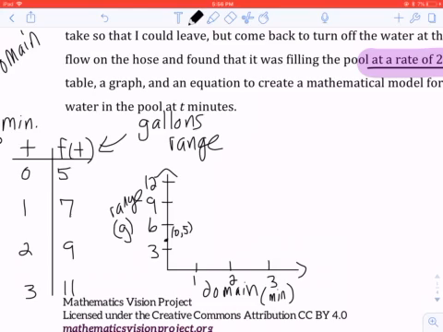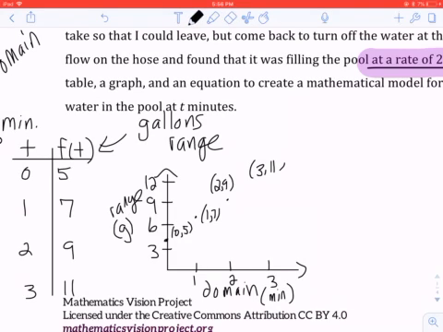At 1, I've got about 7. (1, 7). At 2, I've got about 9. (2, 9). And 3, I've got about 11. Notice I'm just labeling. Now, here's the thing.